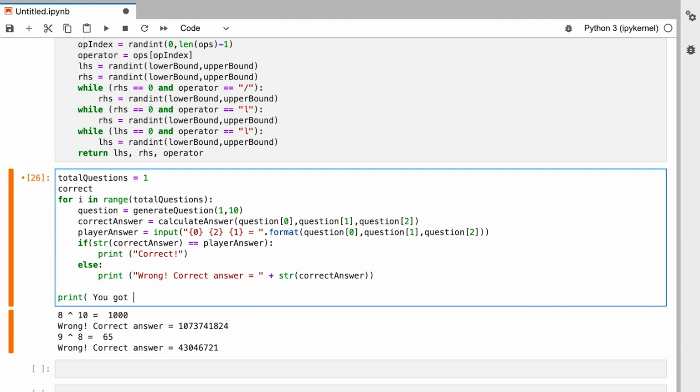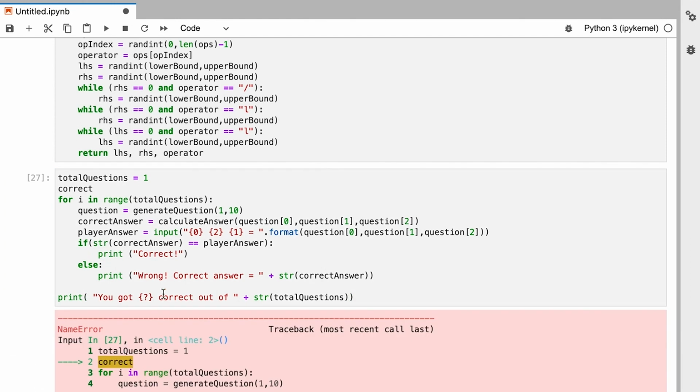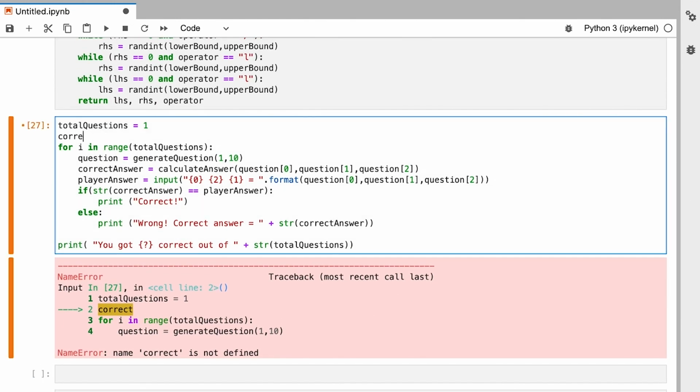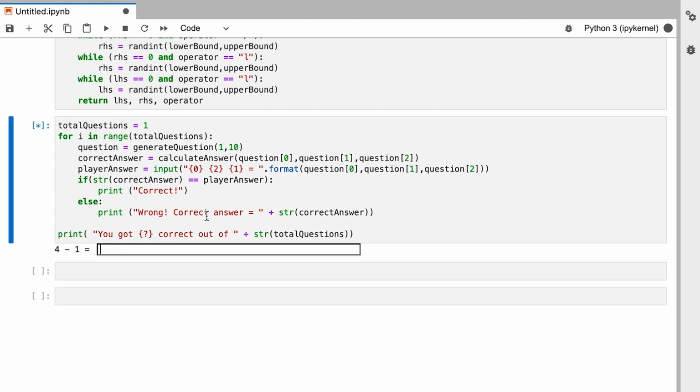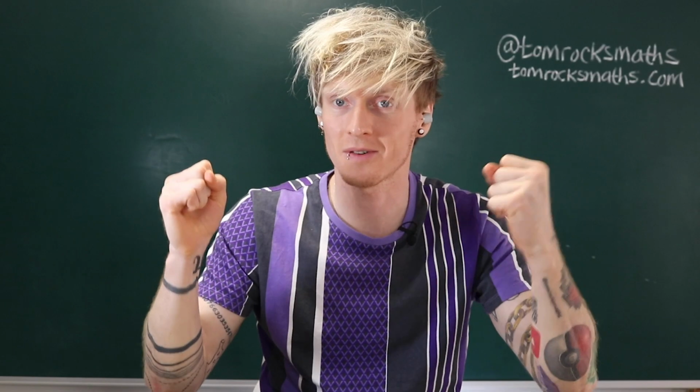Okay, so you got so many correct, question mark, correct out of, and that's going to now be out of, and then I want to do plus string total questions. And I think that should give me the right input there. Sure, so let's run that. Okay, oh, it doesn't like this correct variable, so let's just ignore that one for a minute. And let's run this one. 4 minus 1 is 3. You got question mark correct out of 1.